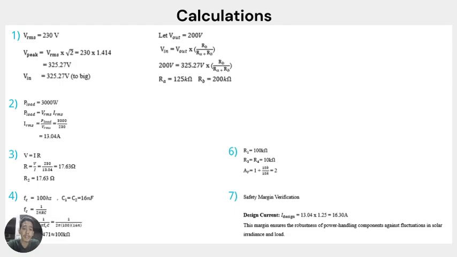And for safety margin verification, which is design current, 13.04 will be multiplied by 1.25, which we will get 60.30 ampere. This margin ensures the robustness of power handling component against fluctuation in solar irradiance and load.